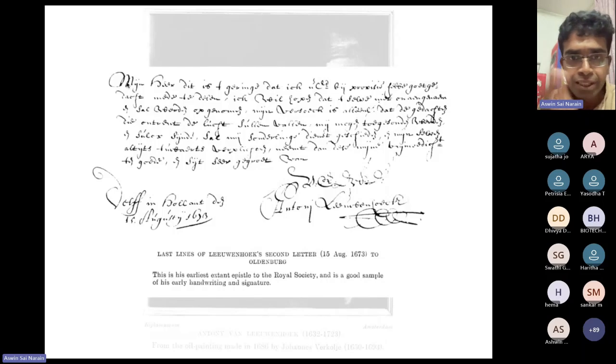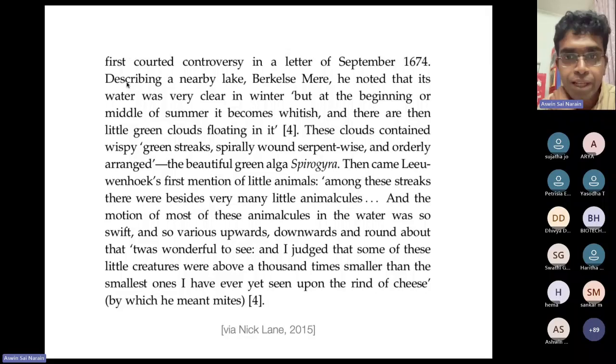And this is in his handwriting. This is the oldest surviving written documentation of Leeuwenhoek's observations. And in his discoveries, you will see that he has very nice descriptions of these green streaks, spirally bound, serpentwise, orderly arranged. Among these streaks, there were very many animalcules. It's the most famous phrase associated with Leeuwenhoek, and he talks about their movements, and he also talks about their sizes in his own way.